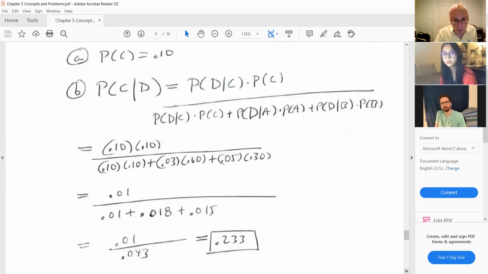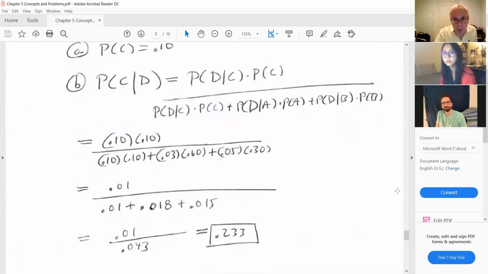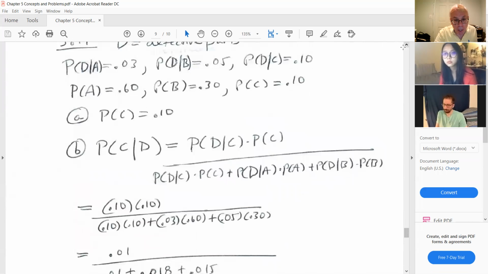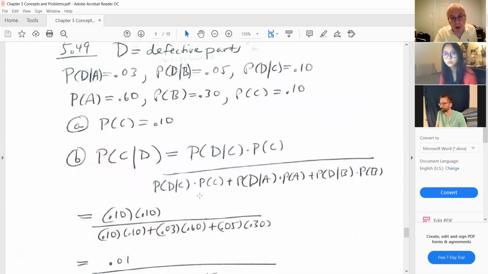So when you fill in all the numbers from up here, you get 0.233. Is that the way you guys did it? Yep, exactly the way. And as you can see, if you wanted to find any of the other probabilities, since the denominator is going to stay the same, if you wanted to find the probability that the defective came from machine A, then you just replace the numerator with this term. Or from machine B, the numerator is replaced with this term. The denominator stays the same.